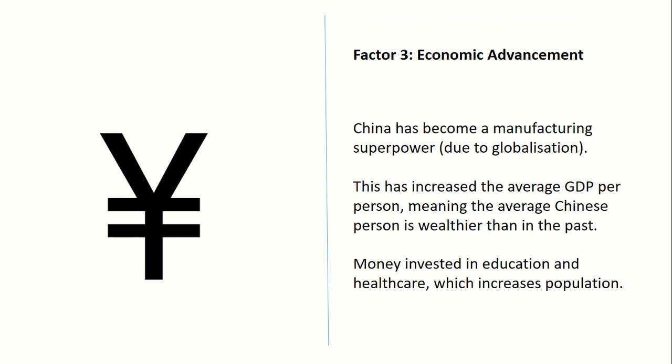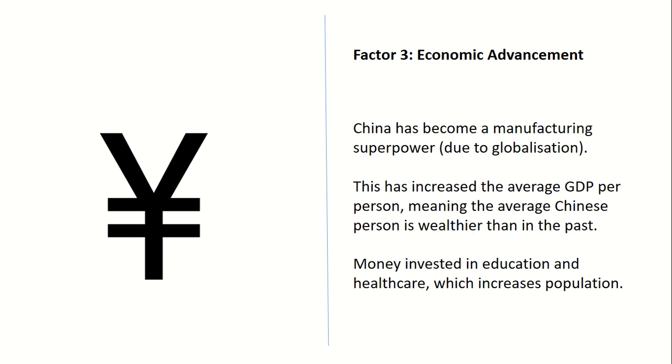And the last one is economic advancement. So China has become a manufacturing superpower directly due to globalization. We have studied that in our last unit, so we should have remembered that as a characteristic of China. And this has increased the average GDP per person, which basically means that the average Chinese person is wealthier than they were in the past. And there are two reasons this causes population increase. The first reason is that it all leads back to more money being invested in education and healthcare.